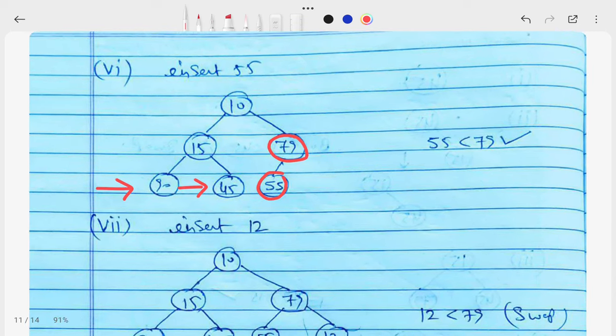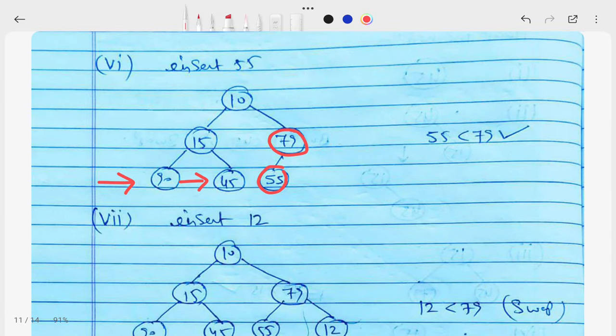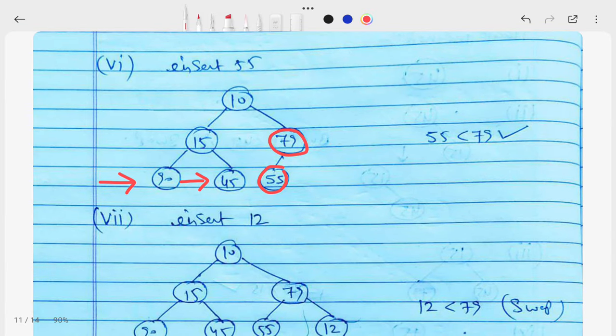So if 55 is smaller than 79, so what should you write here? Here I have made one mistake. So both will swap. Okay, both will swap. So what is the final structure? The final structure is equal to 10.